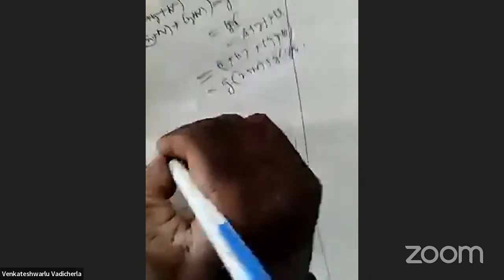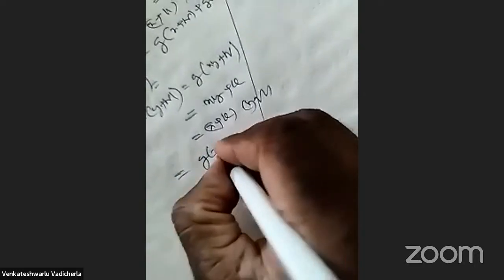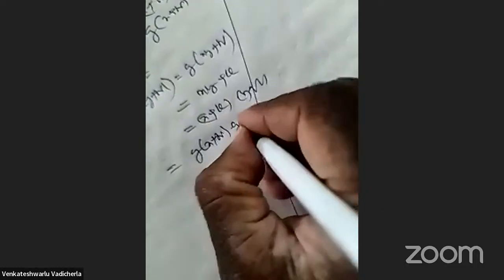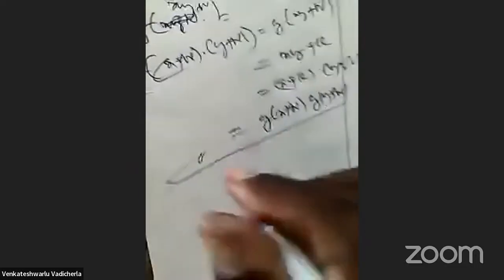Next, g of (x plus N) into (y plus N) is equal to g of xy plus N. This is xy plus K, which is (x plus K) into (y plus K). This is g of x plus N into g of y plus N. So G is a homomorphism.